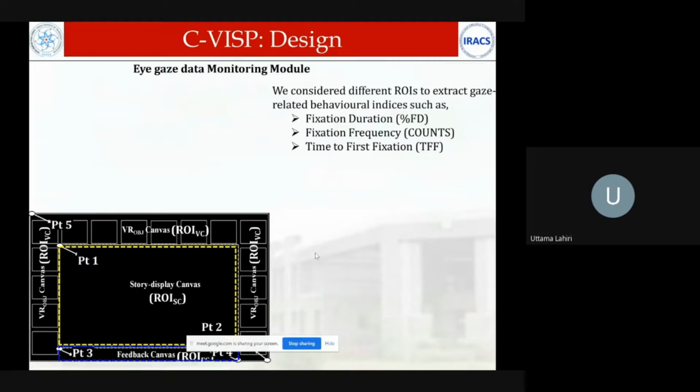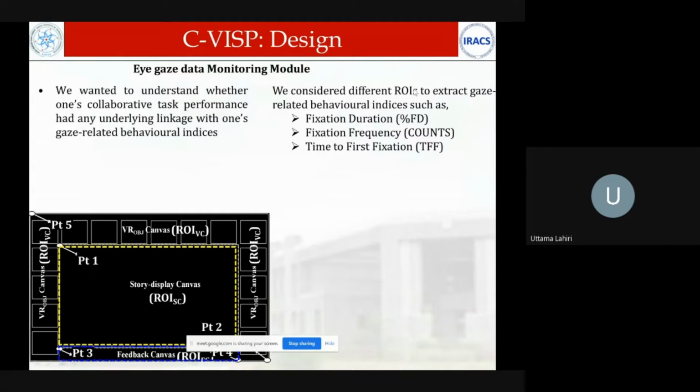Now, while the children interacted, we divided the stimulus into different regions of interest, particularly the story canvas region of interest, the VR object region of interest, and the feedback canvas region of interest. And we computed different indices such as fixation duration, fixation counts, and time to first fixate. That is how much time is required, sort of reaction time, to fixate on a region of interest.